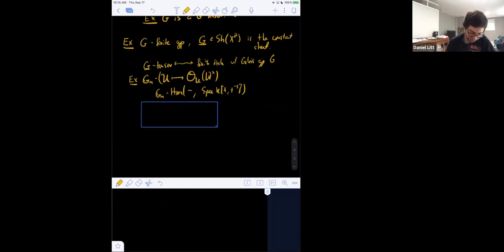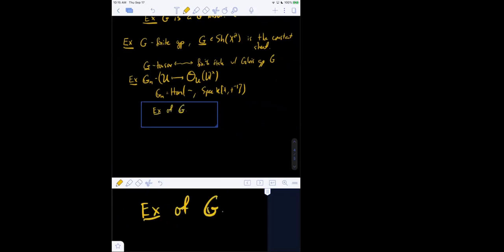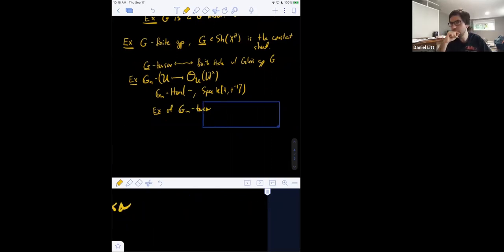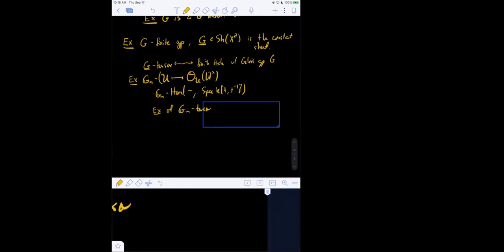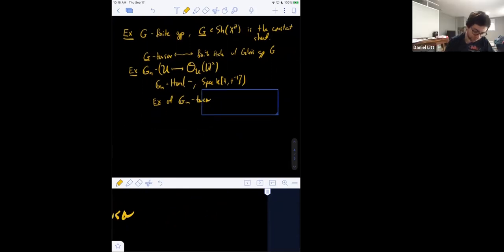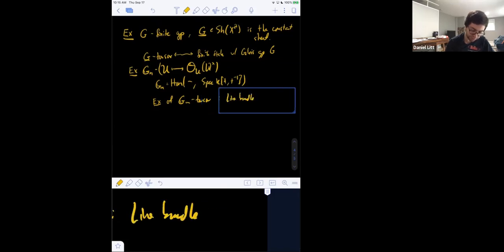Okay, so can anyone give me an example of a G_m torsor? Line bundles. So is the line bundle literally a G_m torsor? Minus the zero section? Yeah, exactly. So if you have a line bundle, an example of a G_m torsor is a line bundle minus the zero section.